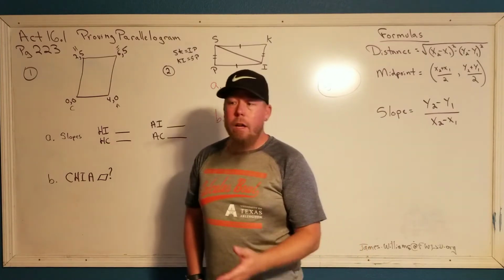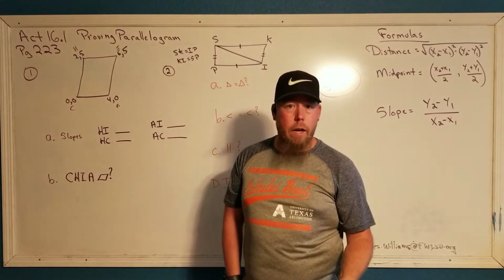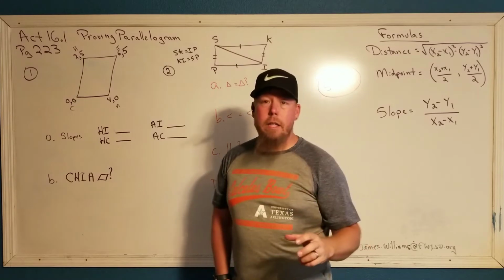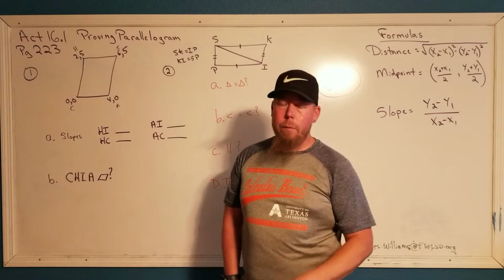Now, how are we going to do that? We're going to use the information that you learned in activity 15, okay? So that whole list of properties that you got for those quadrilaterals, you want to keep those handy as you're going through 16. It will help you a lot, okay?